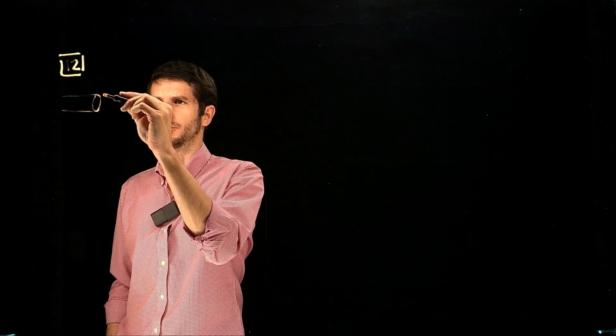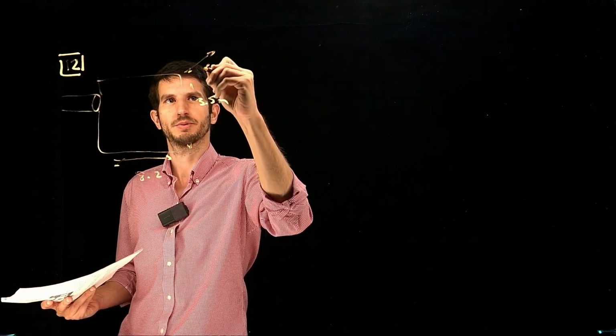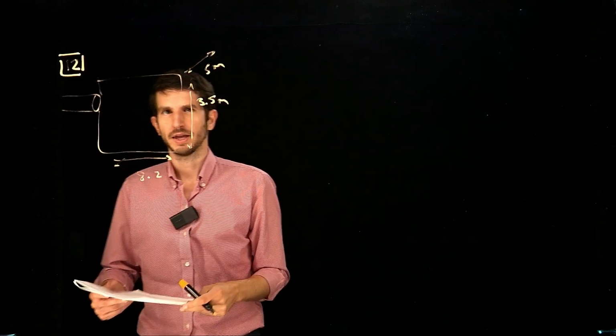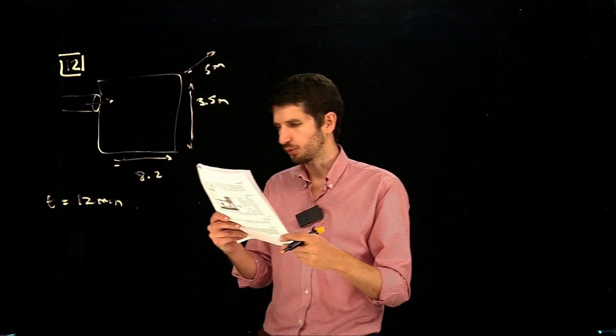Problem number 12 in discussions said that there's an air duct that goes to a room, and the room is 8.2 meters by 3.5 meters, and it's 5 meters deep, right? And so the question here is, how fast does the air flow such that every 12 minutes the entire room is displaced?